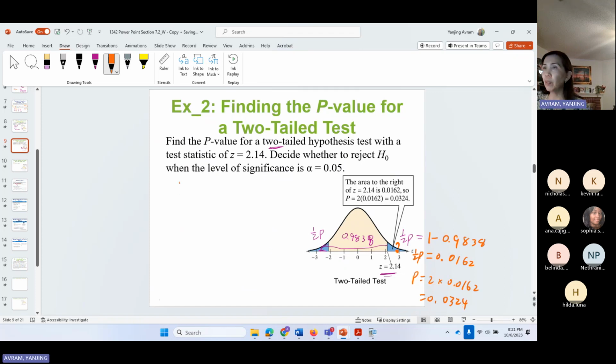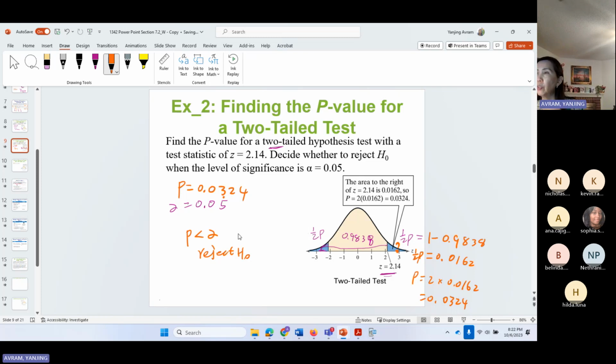Okay, so my p-value for this two tail is 0.0324, and my alpha here is 0.05. So you can tell at this time my p is less than alpha. Look at that, this digit p is only 3. Alpha is already 5. So p is less than alpha, right? Less than alpha means you reject the null hypothesis. Okay, when p is less than alpha, you reject the null hypothesis.